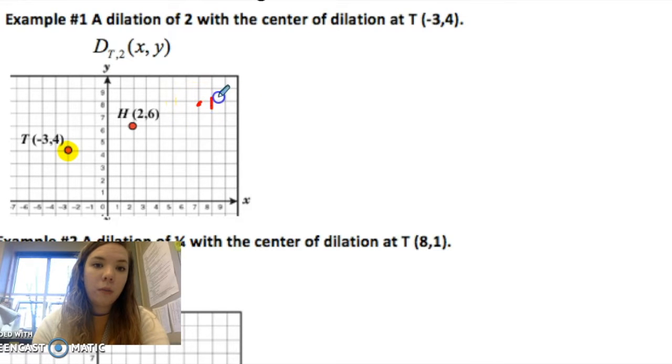So this would be H prime, yeah, that's right, H prime, and that would be up 4 was 8, over 10 was 7.